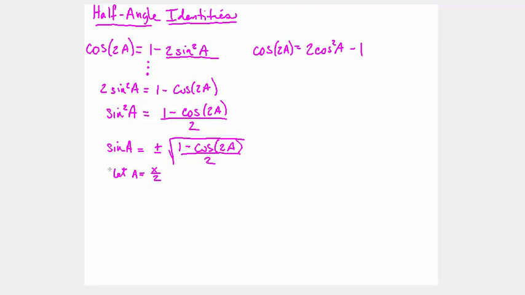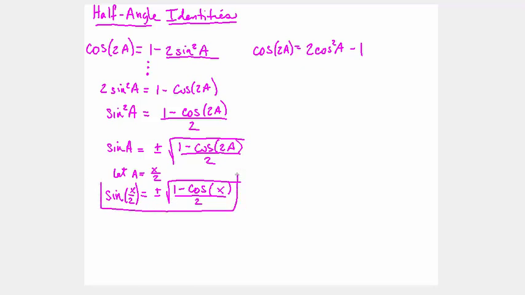So I'm going to rewrite this last step, which would now be sine of, instead of a, our substitution x over 2. The right side is still plus or minus the square root of 1 minus cosine of, now instead of 2a, if a is x over 2, then 2 times x over 2 is just x, and that is all still over 2 underneath the root. This right here ends up being our half-angle identity for sine, and that's where it comes from.